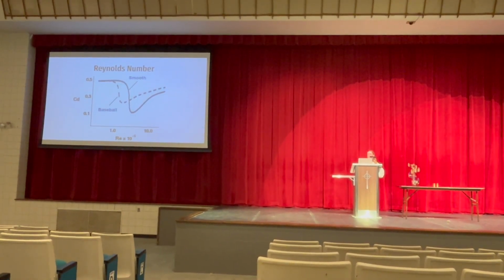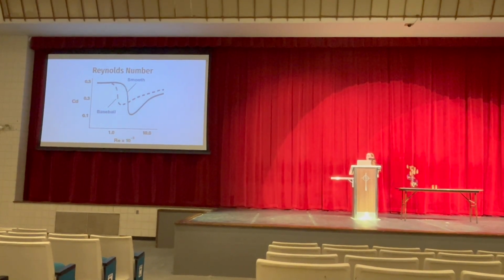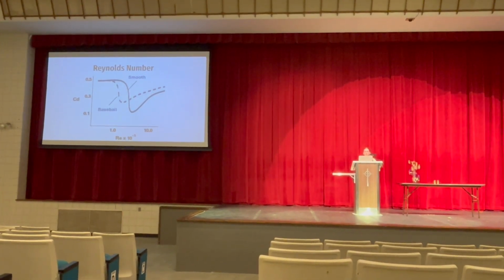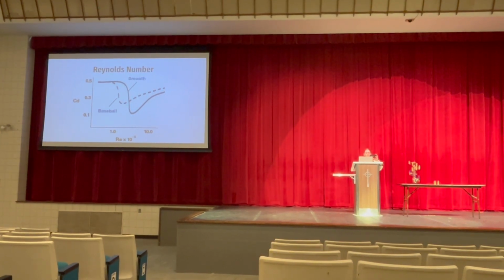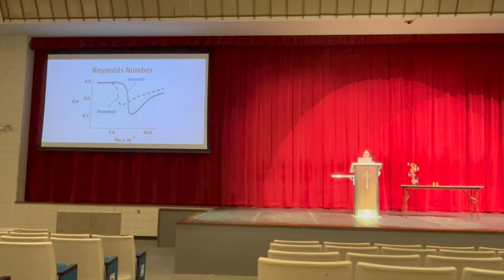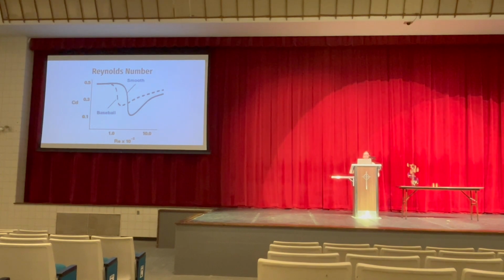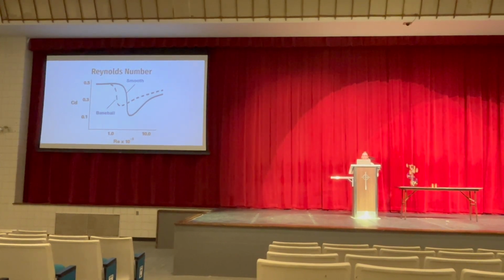Okay. And then this is a chart showing how Reynolds number affects CD, the drag coefficient. And you can see that for the baseball, at low Reynolds numbers, it has high drag, but then it suddenly drops off, and then it starts to get higher again. So there's a certain speed that a baseball can go, and it'll have the least drag possible.